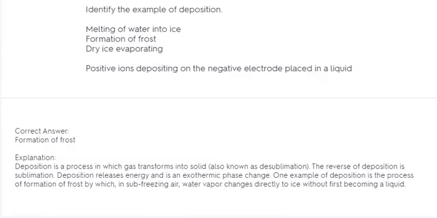Identify the example of deposition. Melting of water into ice. Formation of frost. Dry ice evaporating. Positive ions depositing on the negative electrode placed in the liquid.